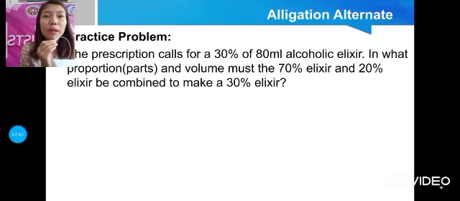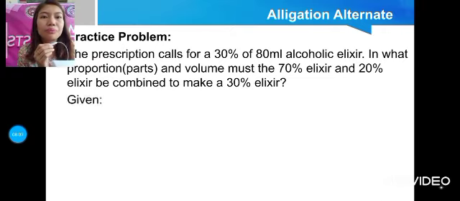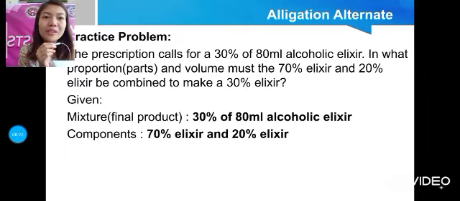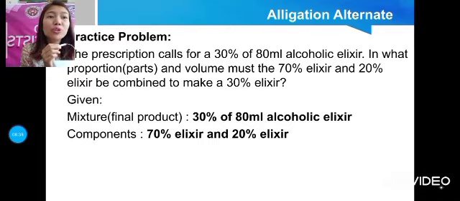So in this problem, the first thing that we need to do is to find the given in the problem. You are going to identify what is the final mixture, as well as the components of the mixture. The mixture in the problem is 30% of 80 ml alcoholic elixir. However, our components are 70% elixir and 20% elixir. So what is being asked in the problem are the parts and the volume of our two components, which is the 70% elixir and the 20% elixir.